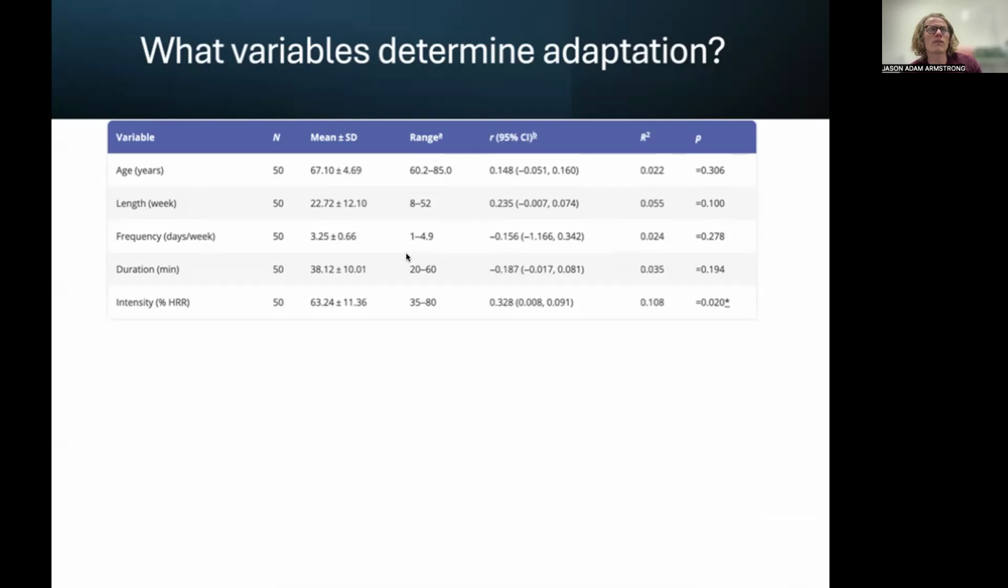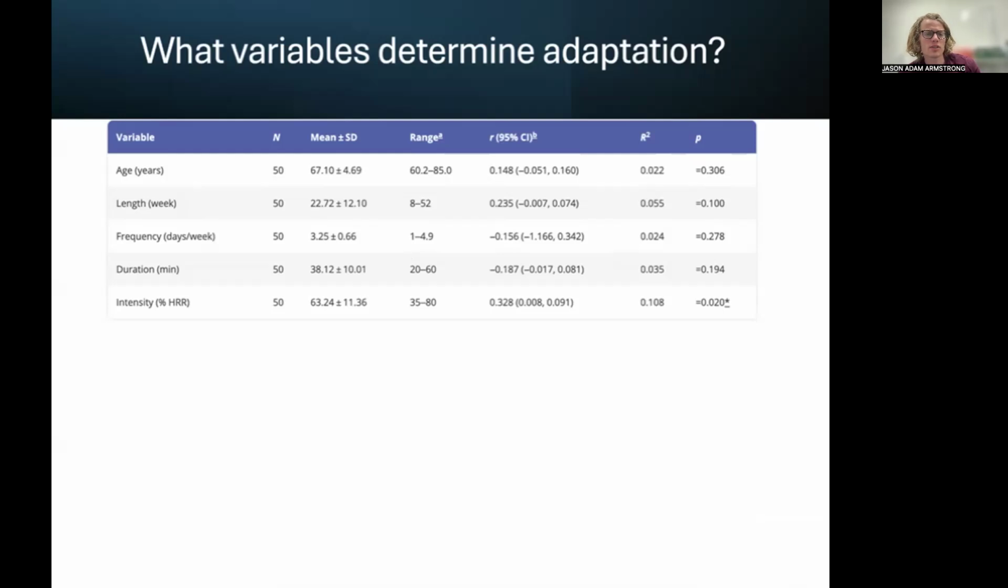One of the reasons this could be the case is it could be intensity dependent. If I'm working out 5 days a week aerobically, especially at higher intensities, I may not be giving my body enough time to rest and adapt to the stimulus that I've given it. But that's an interesting finding here. Duration also showed a negative association. So as duration increased, VO2 max adaptation actually decreased. Also not what we would expect, generally speaking. So sort of an interesting finding here.